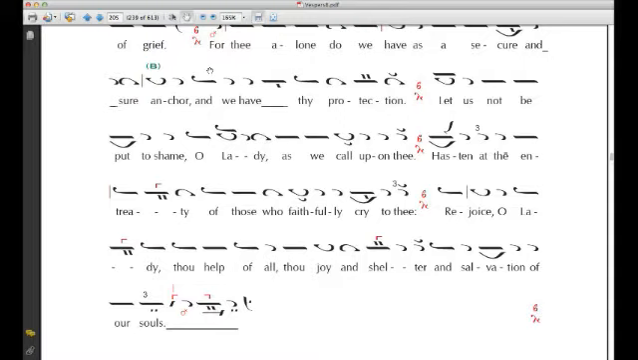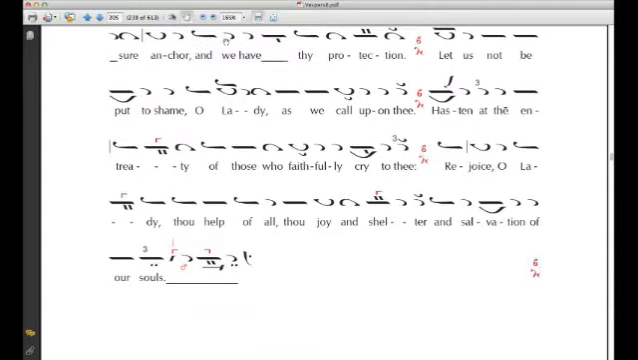Souls. All right. And the only thing to add to that, I have one question, and that's more a question for myself. At the end, sometimes you'll hear people do "and salvation of our souls." They'll kind of pulse that. That's just what they do.